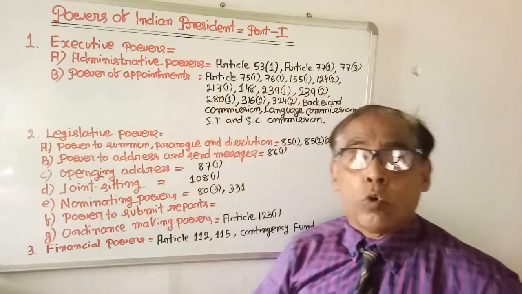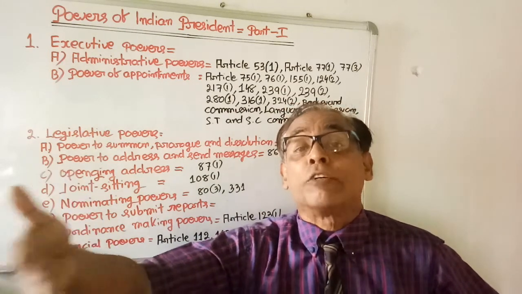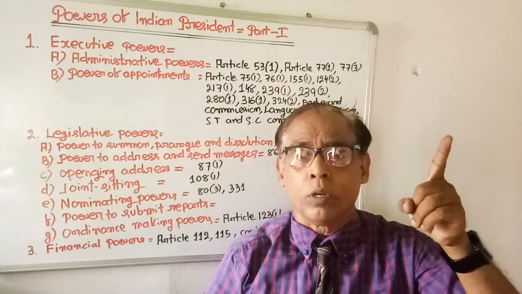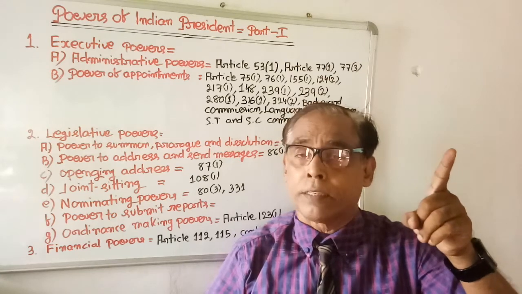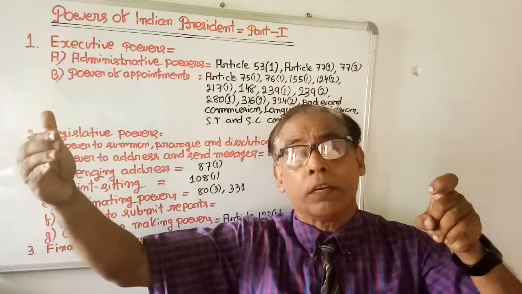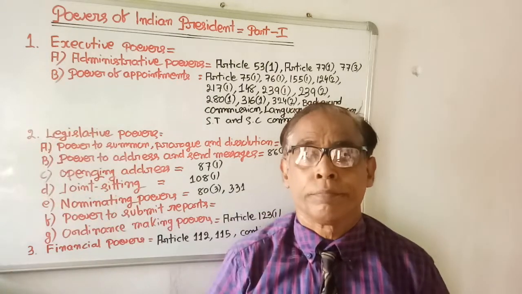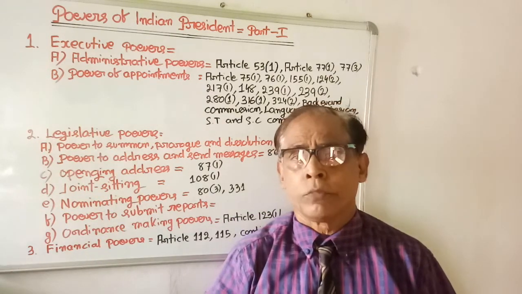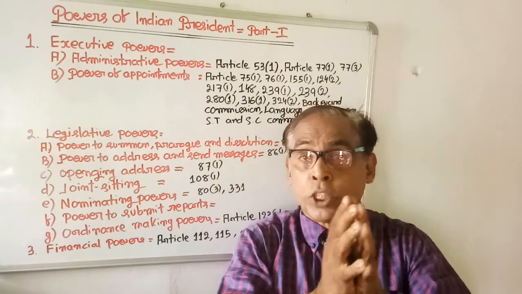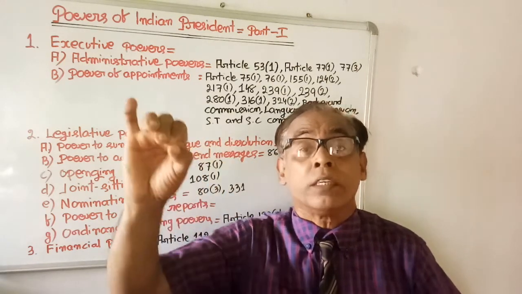Then, under Article 217 Clause 1, the President will appoint judges of the High Court. When the President appoints the Chief Justice of the High Court, the President will have to consult the Chief Justice of the Supreme Court and the Governor of the state where the High Court is situated. And when the President appoints other judges of the High Court, the President will have to consult the Chief Justice of the Supreme Court, the Chief Justice of the High Court, and the Governor of the concerned state.